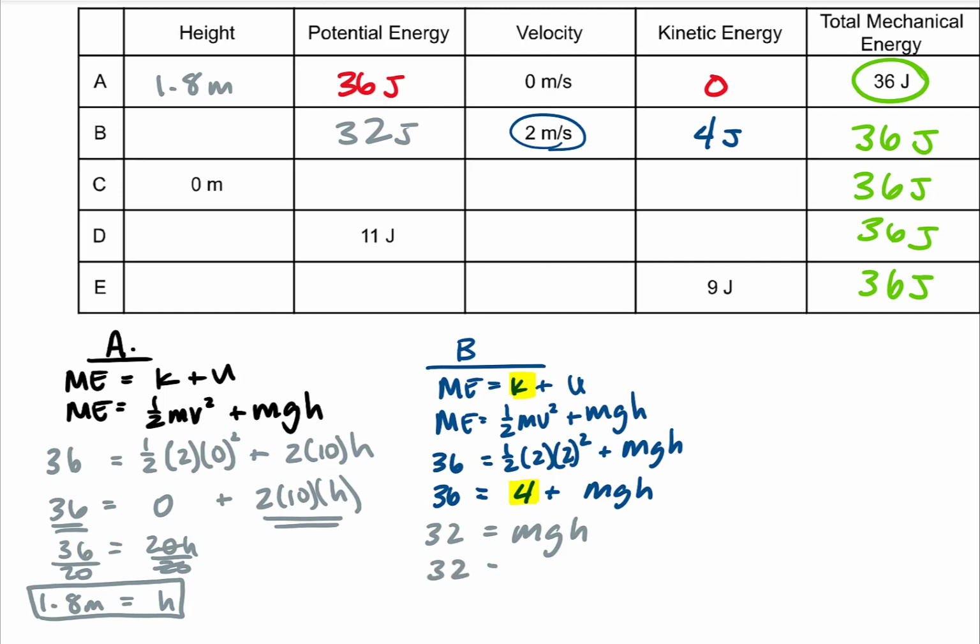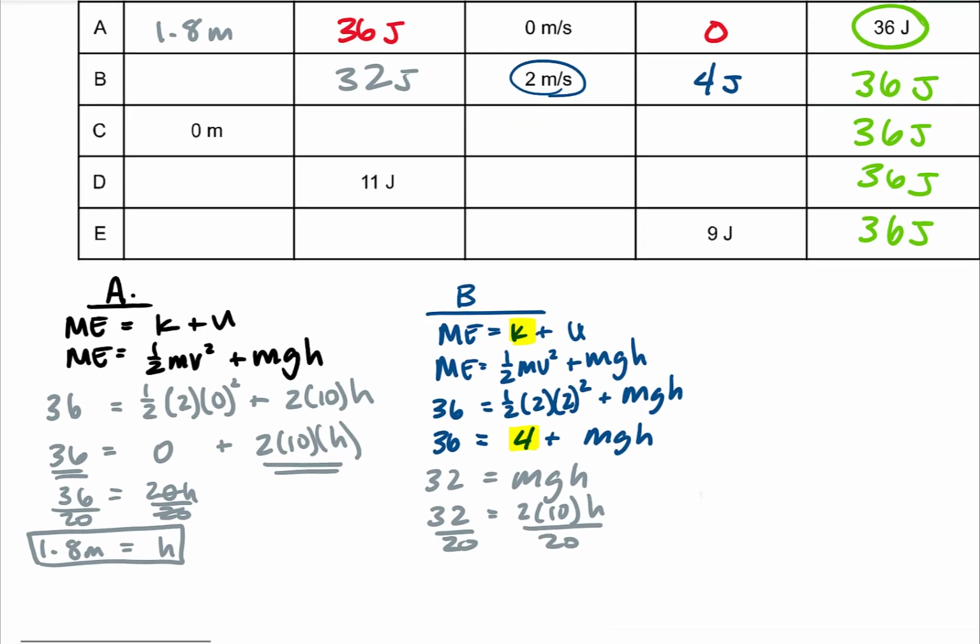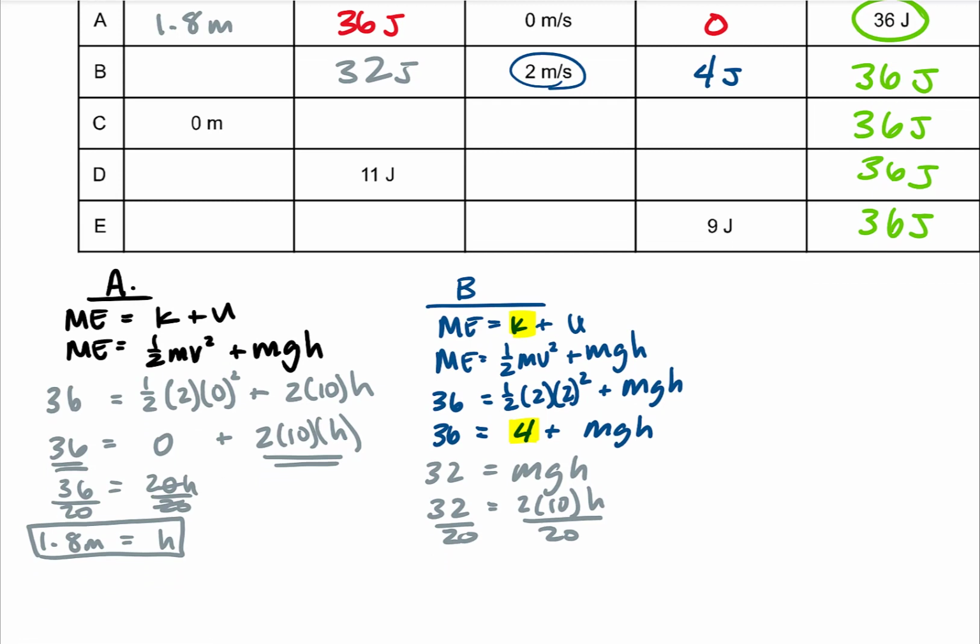So 32 is equal to 2 times 10 times the height. So we'll divide both sides by 20. And so I get 1.6 meters is equal to the height at point B.